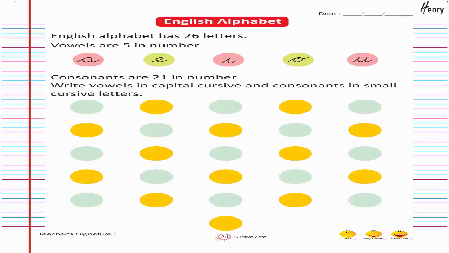English alphabet. English alphabet has 26 letters. Vowels are 5 in number. A, E, I, O, U. Consonants are 21 in number. Write vowels in capital cursive and consonants in small cursive letters.